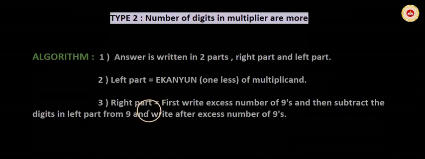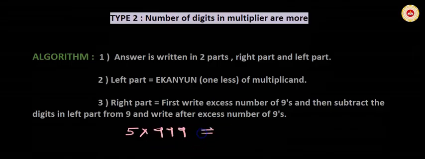Step number 3, to calculate right part. Now see, understand this properly. First, write the excess number of nines and then subtract digits in the left part from 9 and write after the excess number of nines. 5 multiplied by 999. See, the number of digits in the multiplier is more. The multiplicand contains 1 digit and the multiplier contains 3 digits.